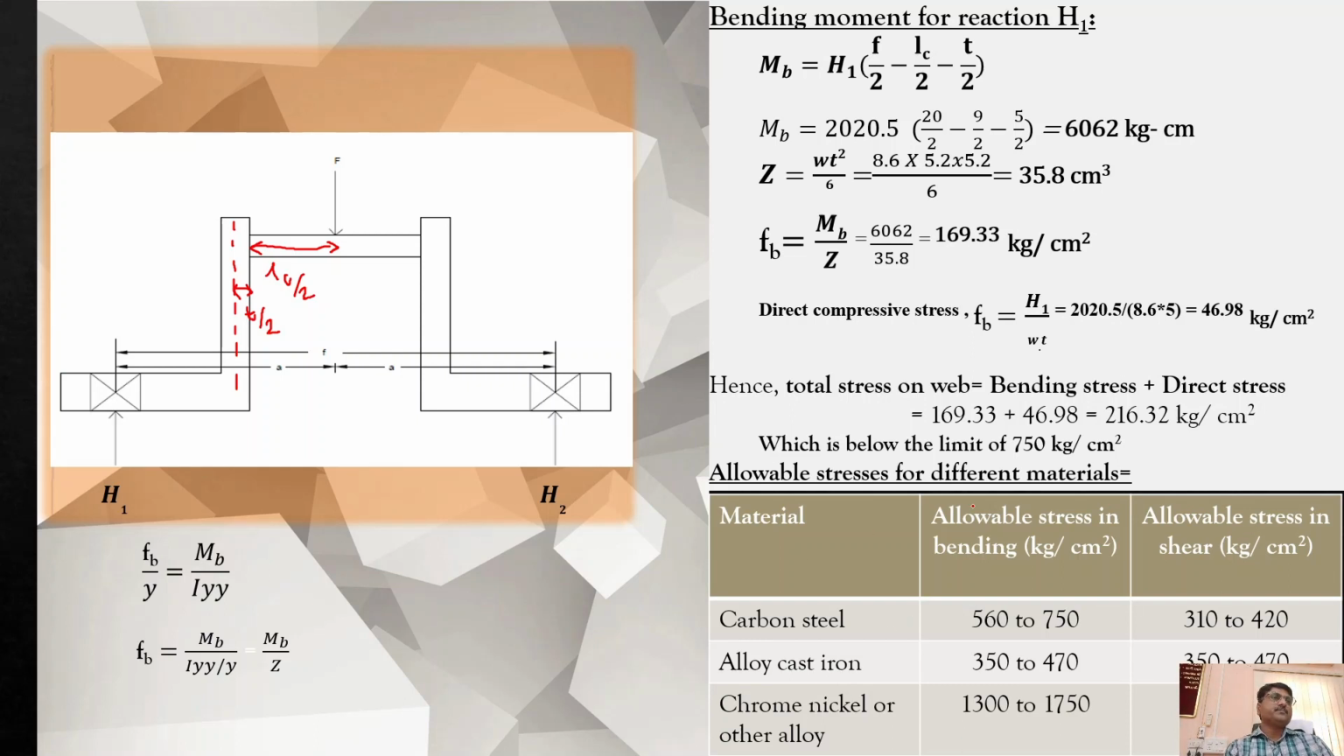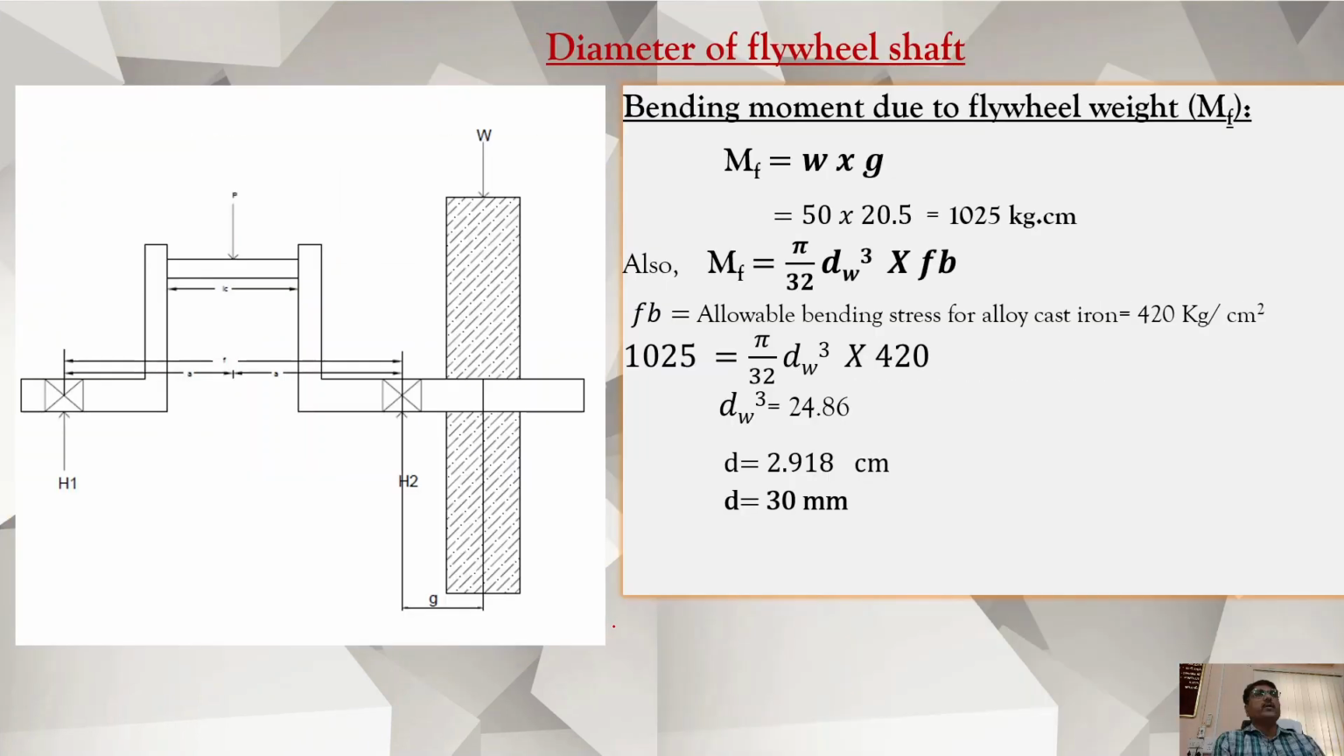Some values of allowable bending stress and allowable shear stress are given for different materials. The materials shown here are carbon steel, alloy, cast iron, chrome nickel and some other alloys. Depending upon the material we are using, we can find out how much is the allowable stress and how much is the induced stress. If the induced stress is less than the allowable stress, we can conclude that our design is safe. So there will be no failure in bending and also in compressive loading.